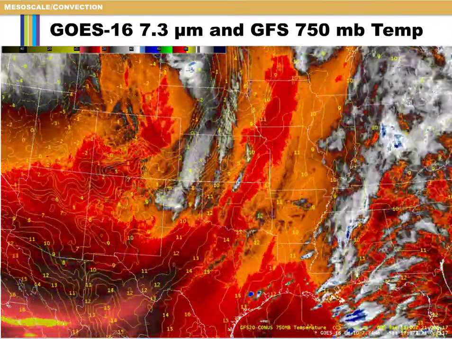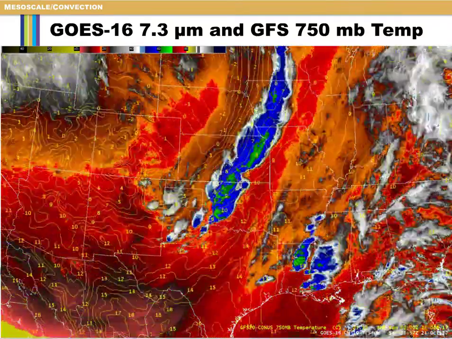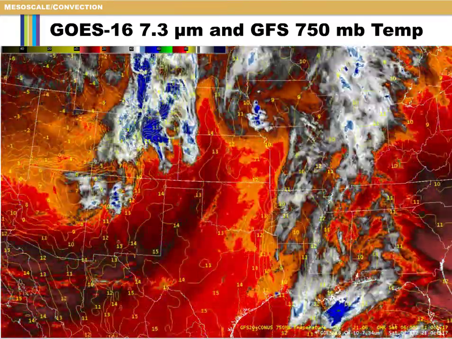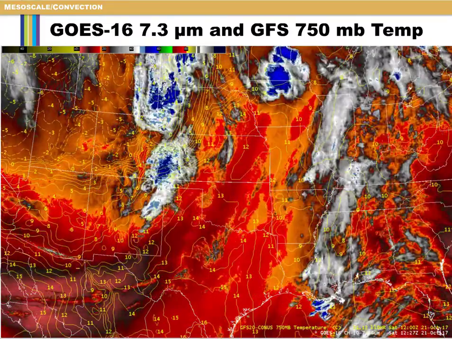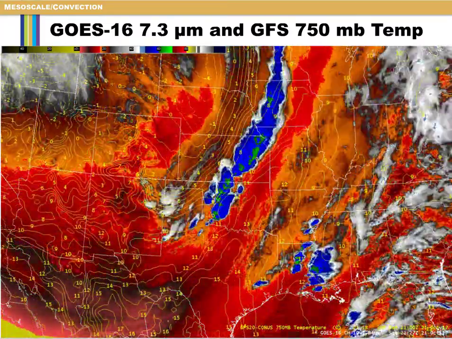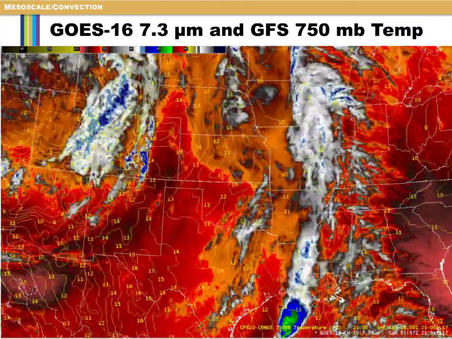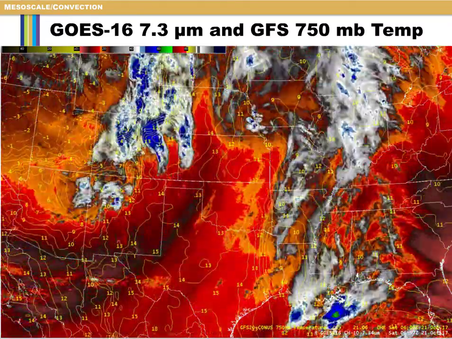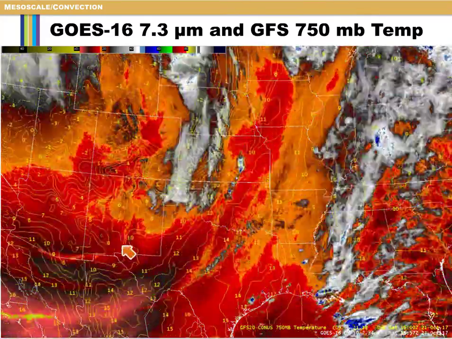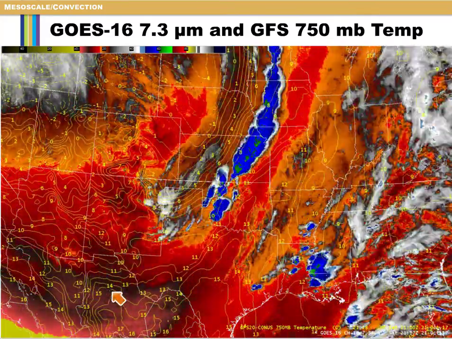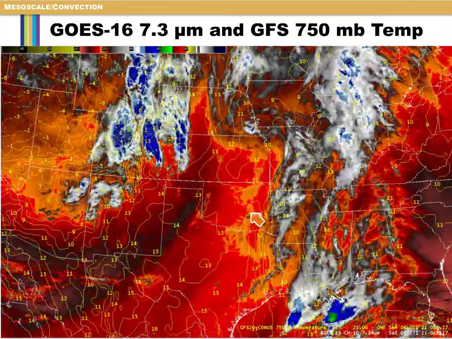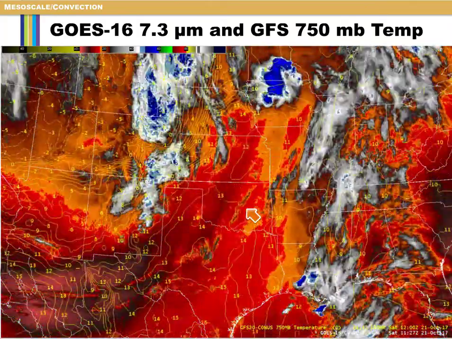A loop of the 7.3 micron imagery will generally show where the region of warmer brightness temperatures originated from. The EML will commonly develop over the higher elevations of western North America and track eastward. We can follow the origins of the region of warmer brightness temperatures in this animation back to Arizona, New Mexico, northern Mexico, and advect towards the east and northeast.